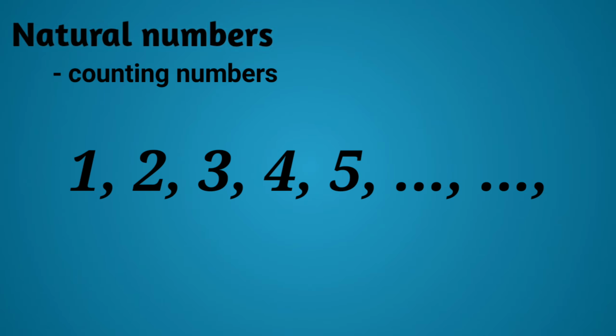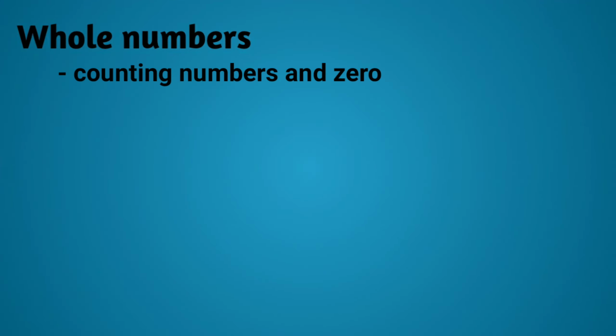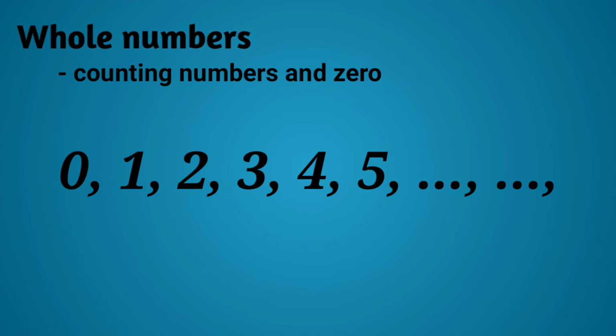What are natural numbers? Basically, natural numbers are counting numbers such as 1, 2, 3, 4, 5, and so on and so forth. Next are whole numbers. Whole numbers are just counting numbers, but it includes 0. So, whole numbers are 0, 1, 2, 3, 4, 5, and so on and so forth.